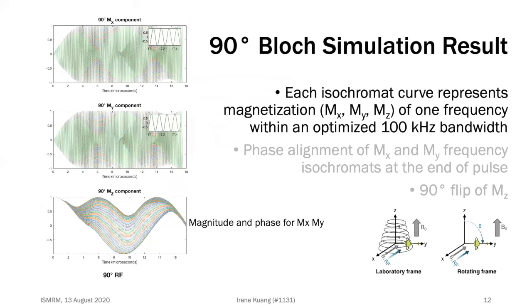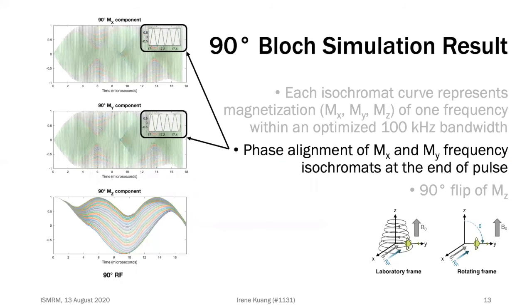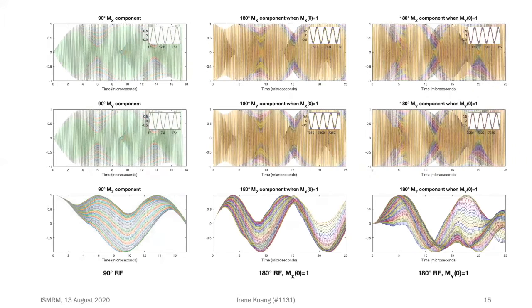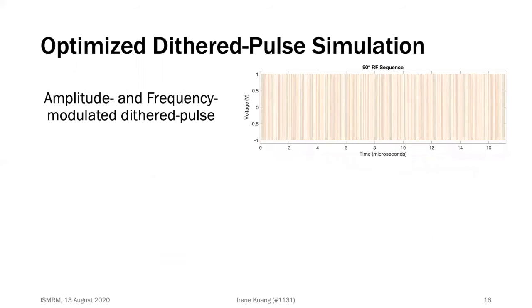Now looking at all of the simulated isochromats across the 100 kHz bandwidth, we can see phase alignment in the X and Y directions, and MZ isochromats that converge to 0. Likewise, we optimize for a refocusing pulse. For the 180-degree refocusing, the simulator optimizes to produce the appropriate flip for initial conditions of either MX or MY equals 1. Once we optimize for the proper magnetizations and flip angles, we obtain a dithered pulse sequence.